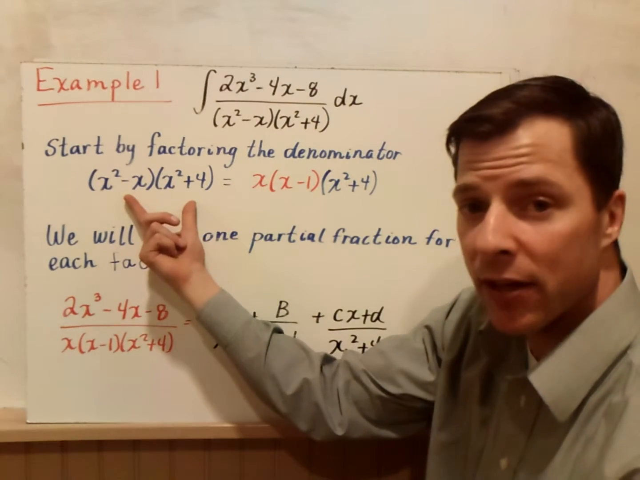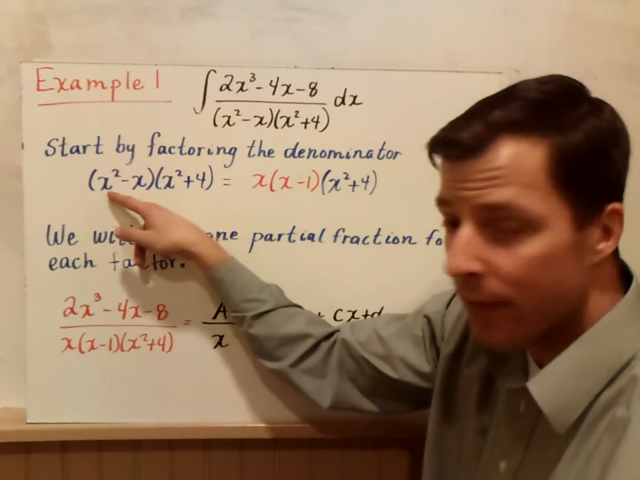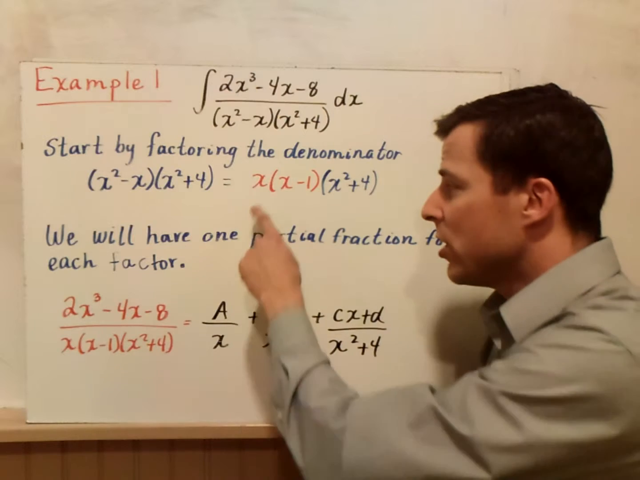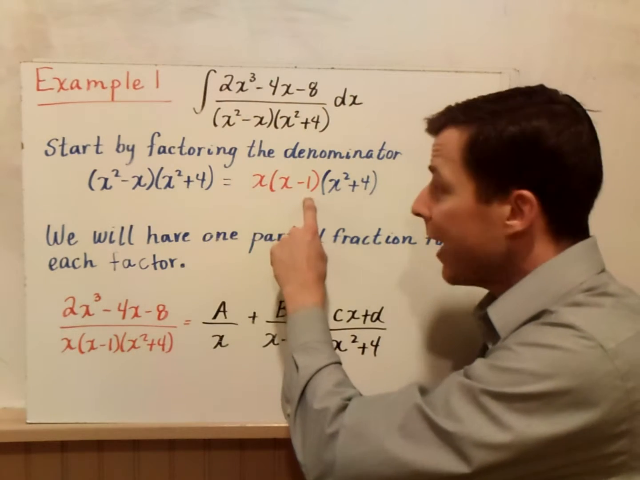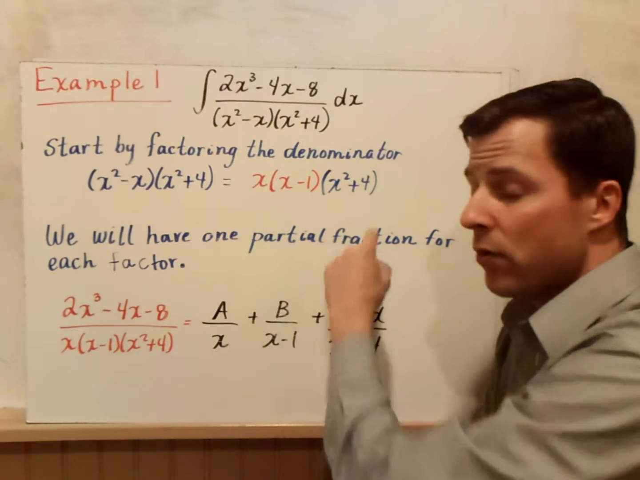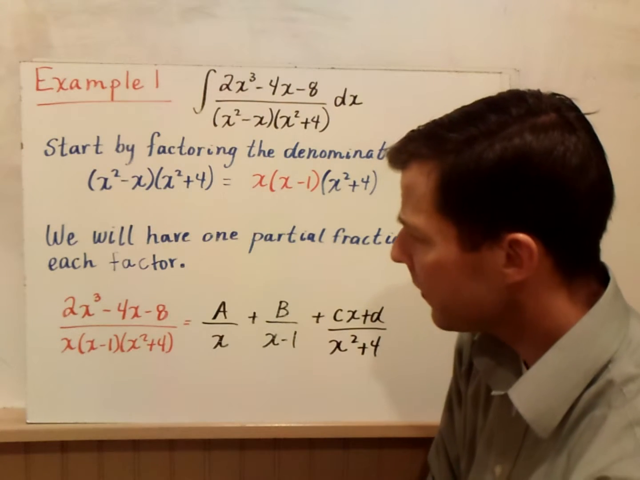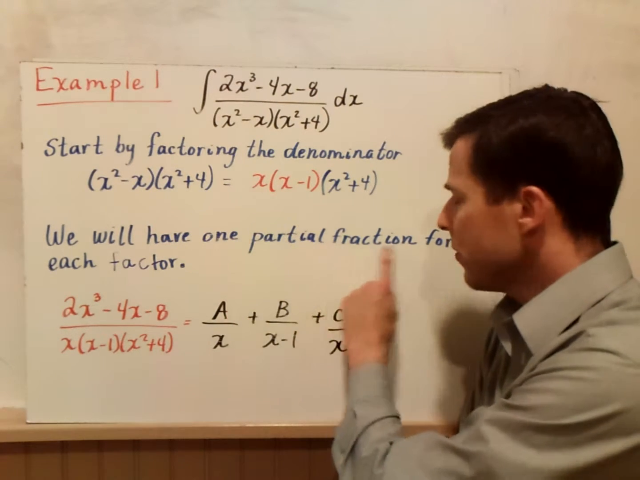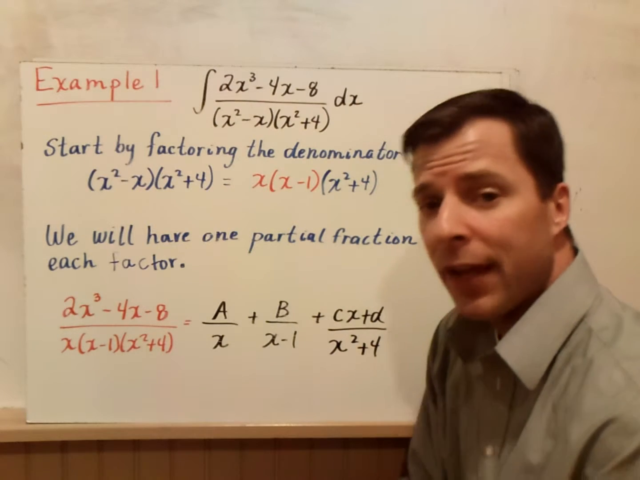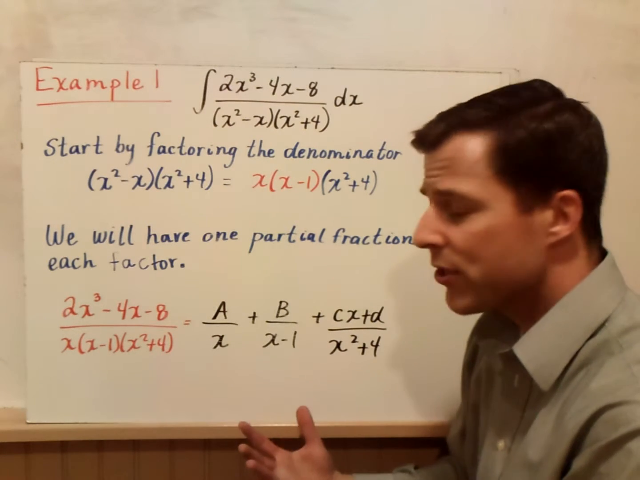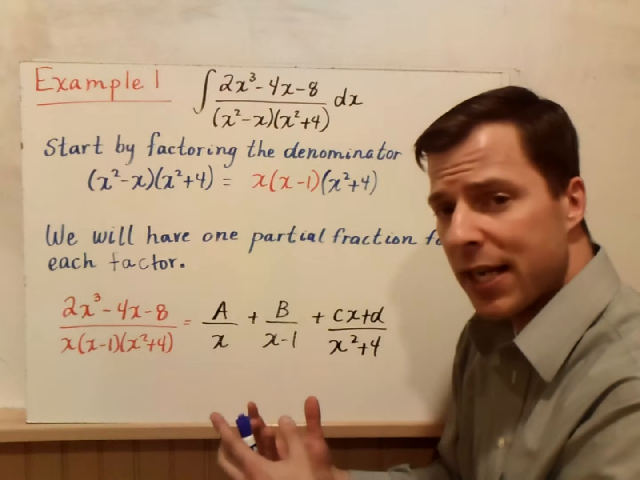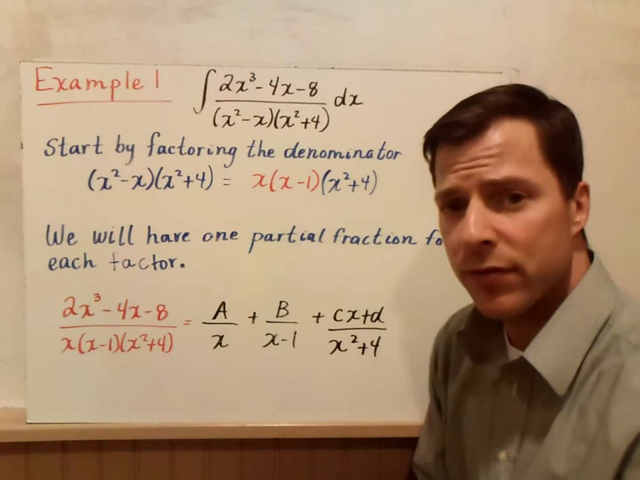So here's my denominator. I can only factor x squared minus x. It has a common x, so I wrote that in red. That's my factor. And then x squared plus 4, there's no integers that can factor that for us. And so we're going to have one partial fraction for each factor. Now here's where I say, let's look at what this means. Here's a concrete example versus just seeing a bunch of variables.